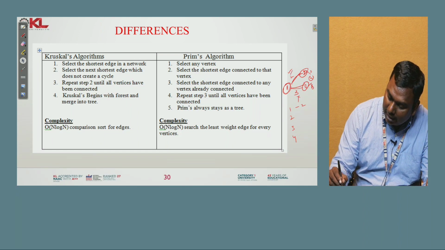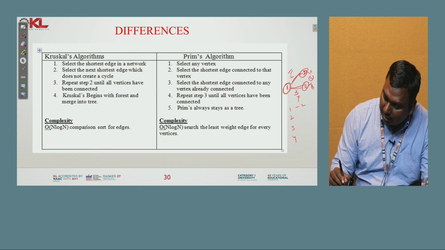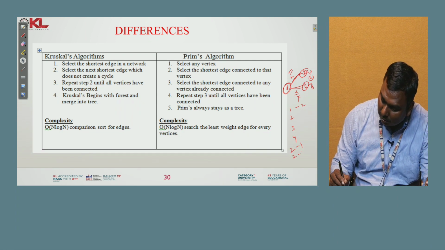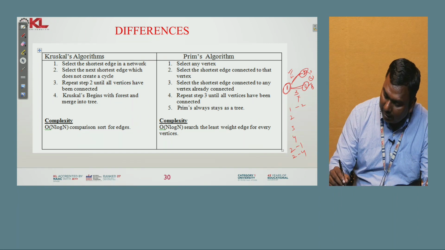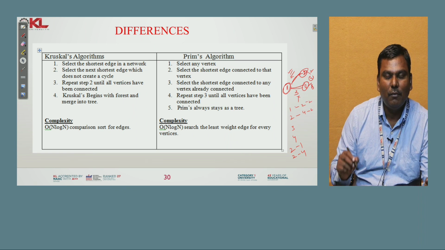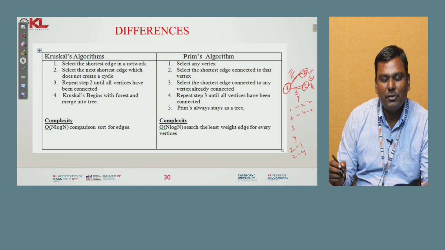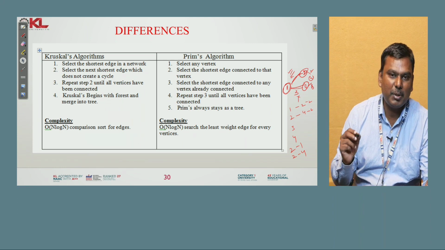Again we find the next connection: 2 to 1 and 2 to 4. 2 to 1 is already connected. So again we have 2 to 4, the weight value is 4. So we connect 2 to 4. This is the process: vertices and edges are connected in Prim's algorithm.